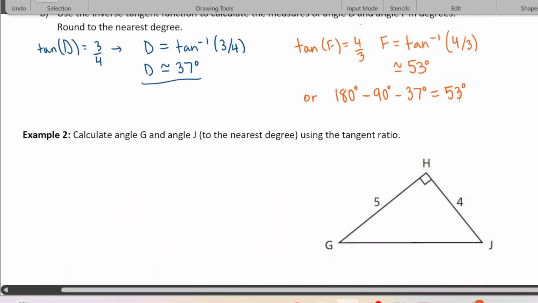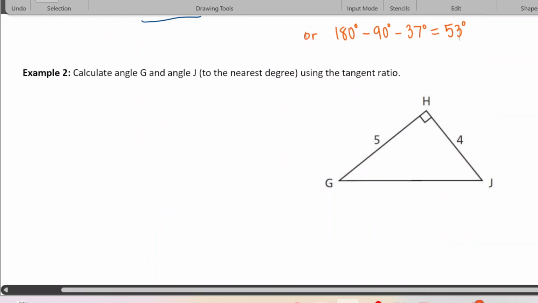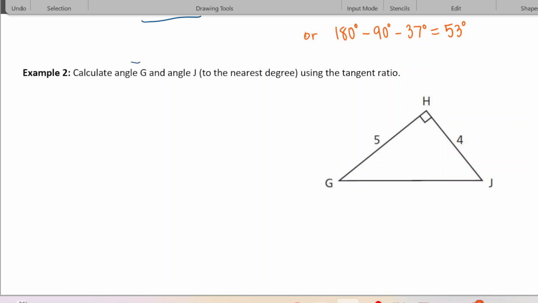All right, so we're going to do the same thing on this one. It might be a good time to pause here and try this one yourself. We're going to start with angle G here, and we're going to label the triangle, and then we're going to calculate the angles to the nearest degree. It says using the tangent ratio. So first thing you want to do is label.